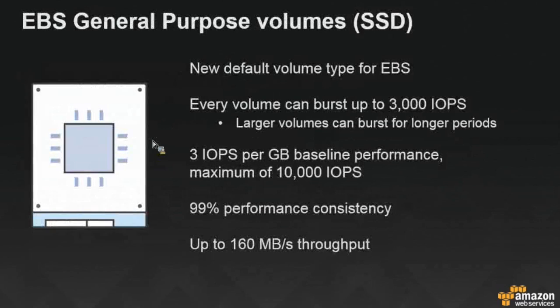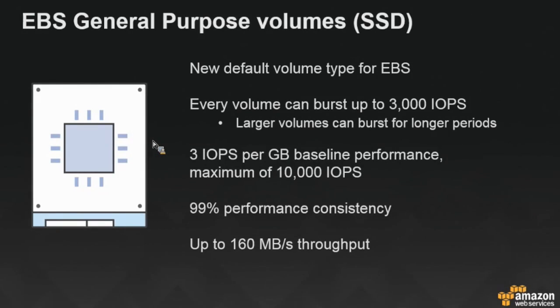So let's dive a little deeper into the EBS General Purpose volumes. It's the default volume type for EBS now. When we say default, we present things on the console. So if you're launching an instance or you're launching an AMI, and it doesn't use GP2 or General Purpose SSD as the default volume, we will alert you on the console and let you change that going forward.